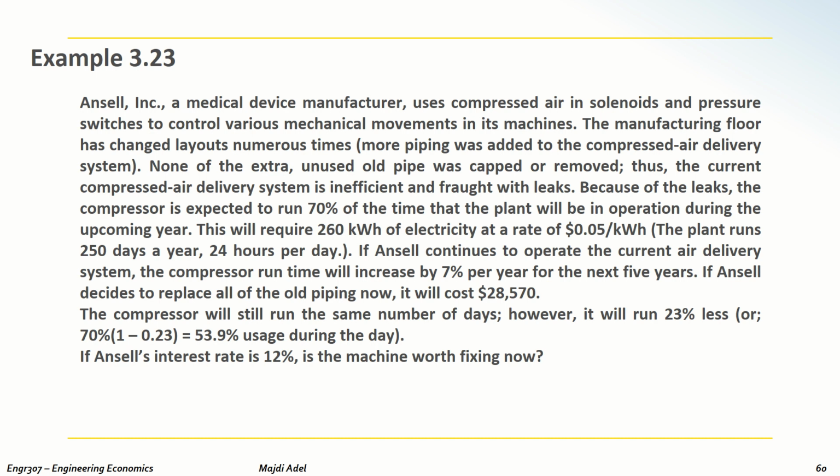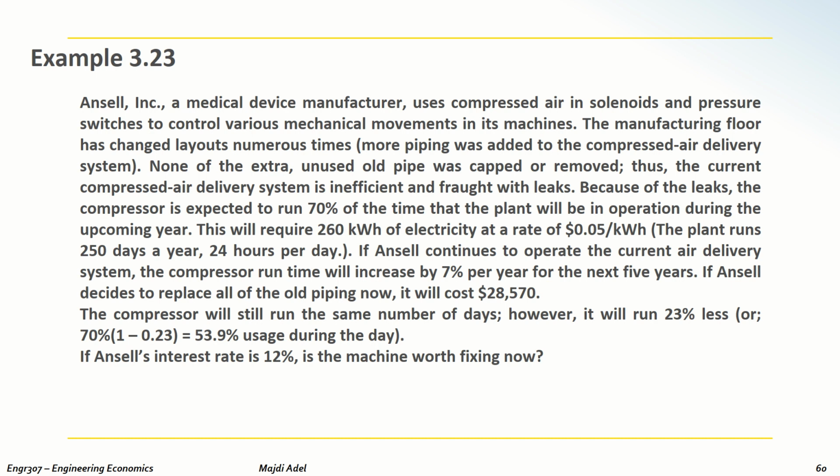Now, if Ansel continues to operate the current air delivery system، إذا استمروا في الوضع القائم حاليا التهريب والتسريبات راح تضلها تزيد. It will increase by 7%, or the compressor will have to run 7% زيادة every year. معناته بدها تشتغل 7% زيادة، معناته أنا الكهرباء راح تكلفني 7% زيادة. The electricity is going to cost me another 7% more every year for the next 5 years.